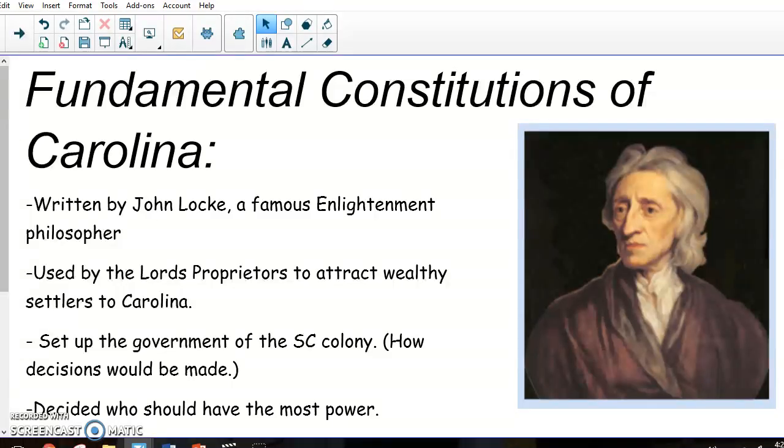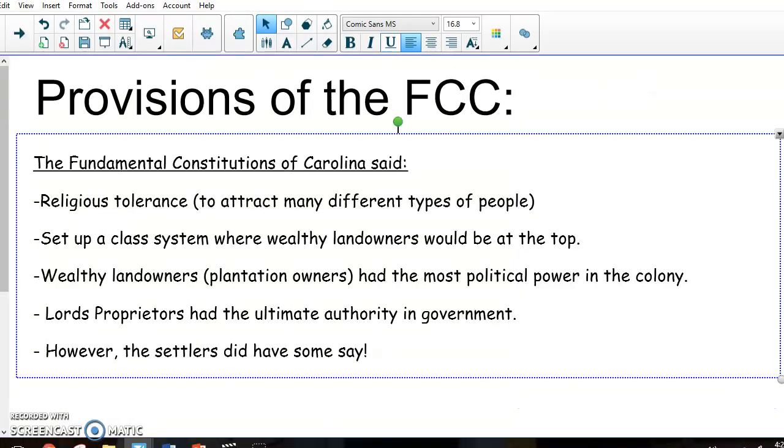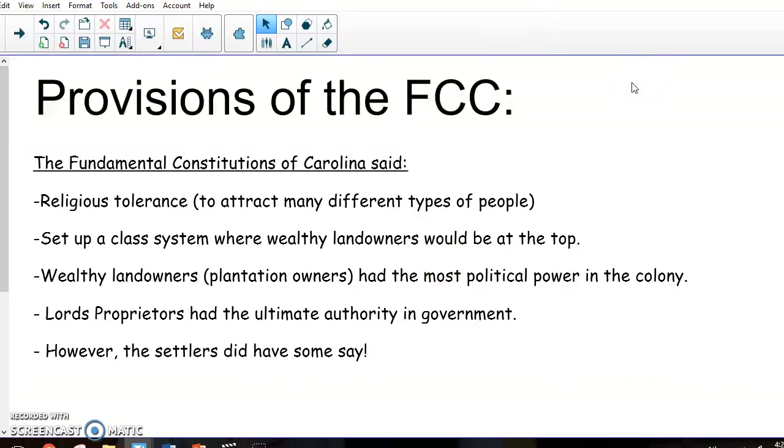So you may think, well, what is his affiliation with the Carolina colony? Well, it's simply that. He was just doing a job. But it's said that this was used by the Lord Proprietors to attract wealthy settlers to the Carolinas. And so this allowed them to set up the government of the South Carolina colony in order to decide how decisions were going to be made. So mainly this was done just to decide who would have the most power. Now, if you just want to talk about the specific provisions of the Fundamental Constitutions of Carolina, it's basically just these simple things.